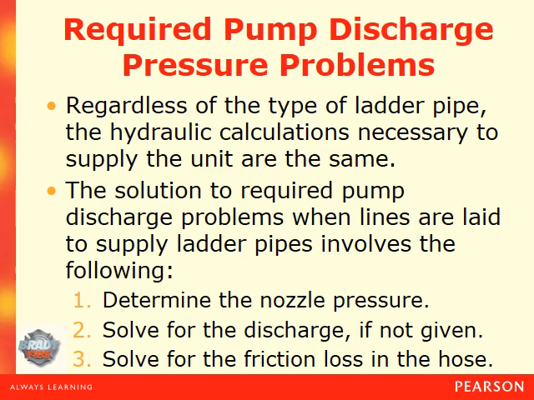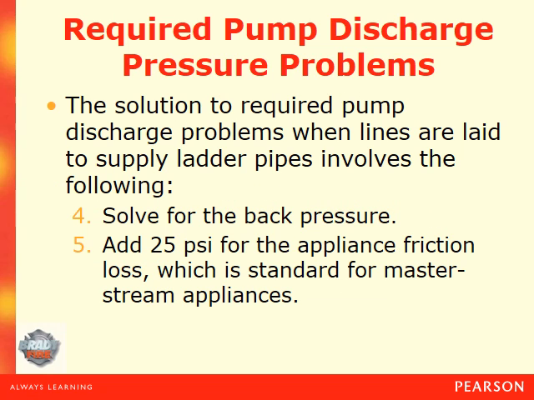Regardless of the type of ladder pipe, the hydraulic calculations necessary to supply the units are the same. The solutions to required pump discharge problems when lines are laid to supply the ladder pipe involve the following. First, determine the nozzle pressure. Is it a smoothbore or a fog? Then solve for the gallons per minute, if not given, and then we look at our friction loss in the hose. Our next step, we have to solve for the back pressure, because now we've got to look at our elevation. We can't forget that. And then, of course, we have to add 25 psi for our appliance.